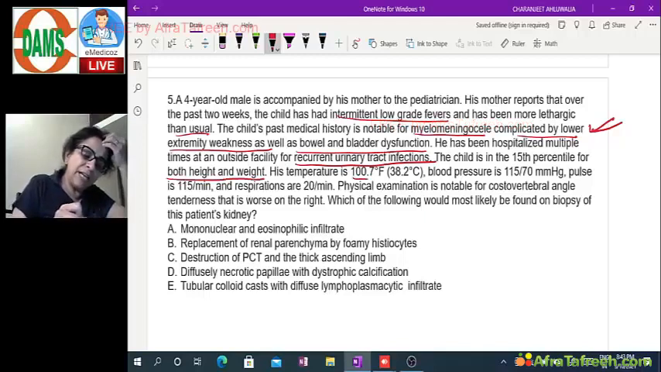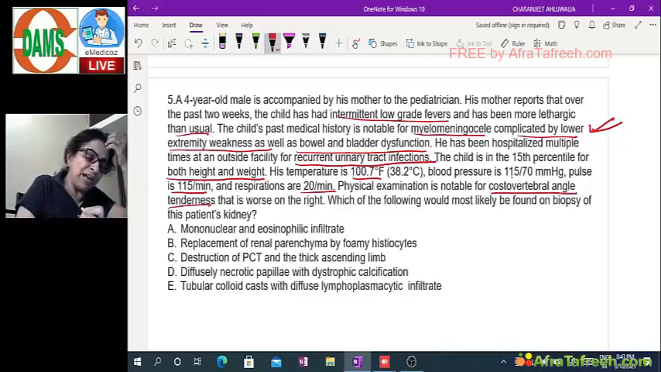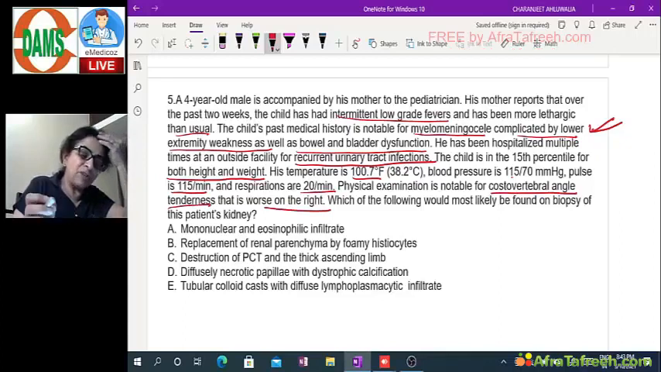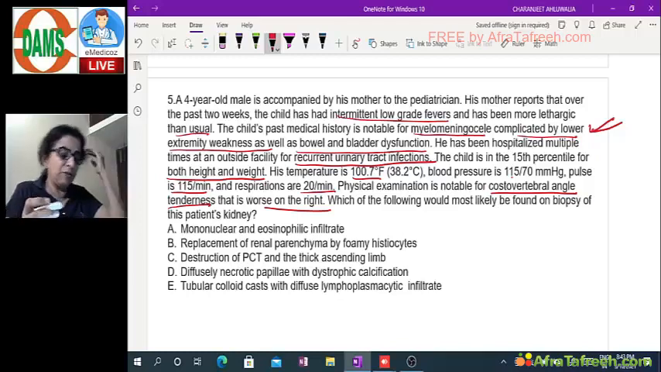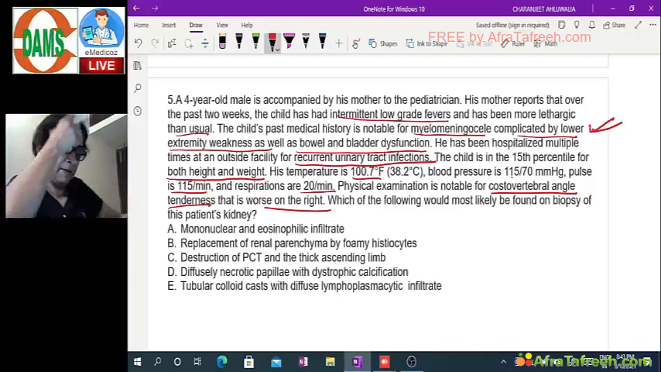Temperature shows he has fever. Blood pressure is 115/70. Pulse is increased at 115 per minute. Respiratory rate is 20. Physical examination is notable for costovertebral angle tenderness, which is worst at night. Which of the following is likely to be found in the biopsy of the patient?